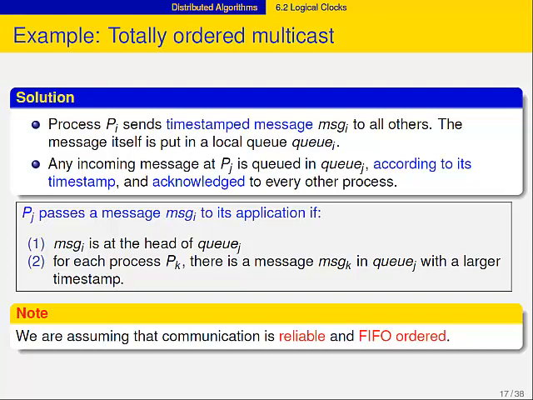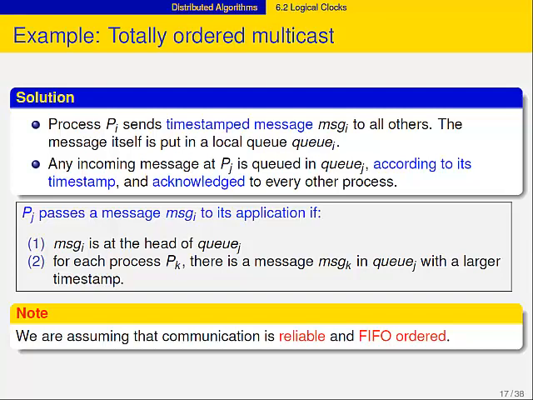So here's a crucial observation. Very good. The queues are alike. They're not necessarily exactly the same because you don't know exactly which messages have already arrived at the queues.